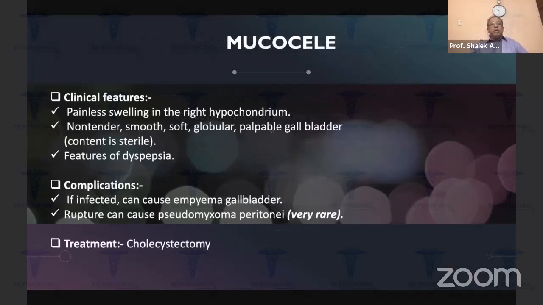The clinical features of mucocele are painless swelling in the right hypochondrium, a non-tender, smooth, soft, globular, palpable gallbladder. Content is sterile. Features of dyspepsia. Complications: if infected, it can cause empyema gallbladder. Rupture can cause pseudomyxoma peritonei, very rare. Treatment is cholecystectomy.